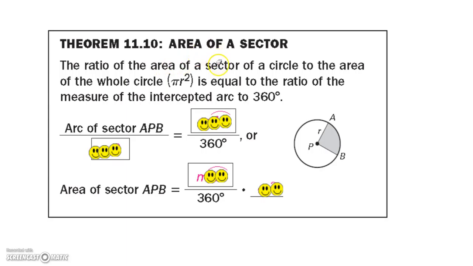So the ratio of the area of a sector of a circle to the area of the whole circle is equal to the ratio of the measure of the intercepted arc to 360. Okay? So the area of the sector over the area of the whole circle, which is pi r squared, is equal to the measure of the arc over 360. Now what is this ratio giving you? The measure of the arc over 360, what is that giving you? It's giving you the fraction of the circle.